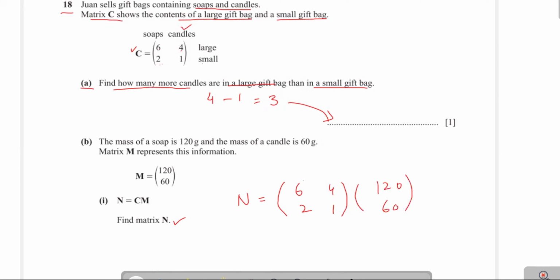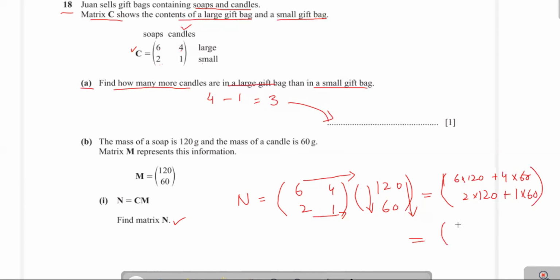In the multiplication of matrices, we multiply row by column. Therefore, we multiply the first element of the first row by the first element of the first column: 6 multiplied by 120 plus. Next is the second element of the first row multiplied by the second element of the first column: 4 multiplied by 60. The same here, we multiply the second row by the column. Now 2 multiplied by 60 plus 1 multiplied by 2 multiplied by 120 plus 1 multiplied by 60.